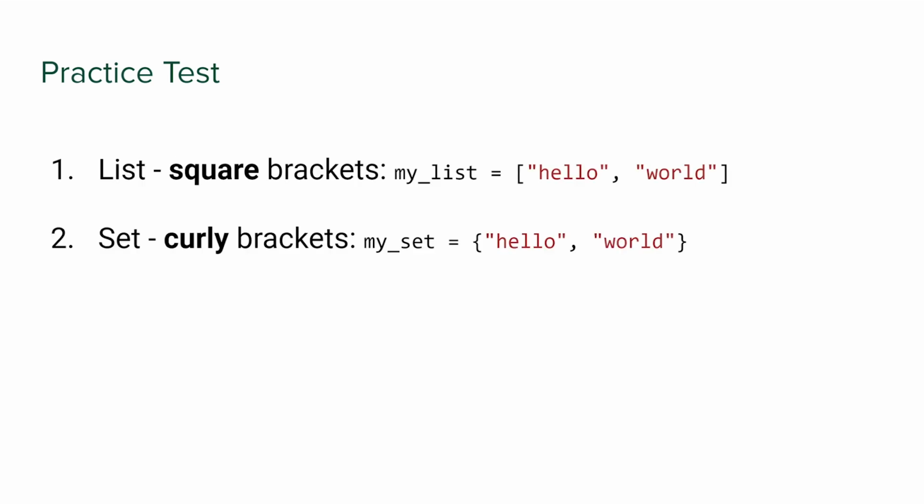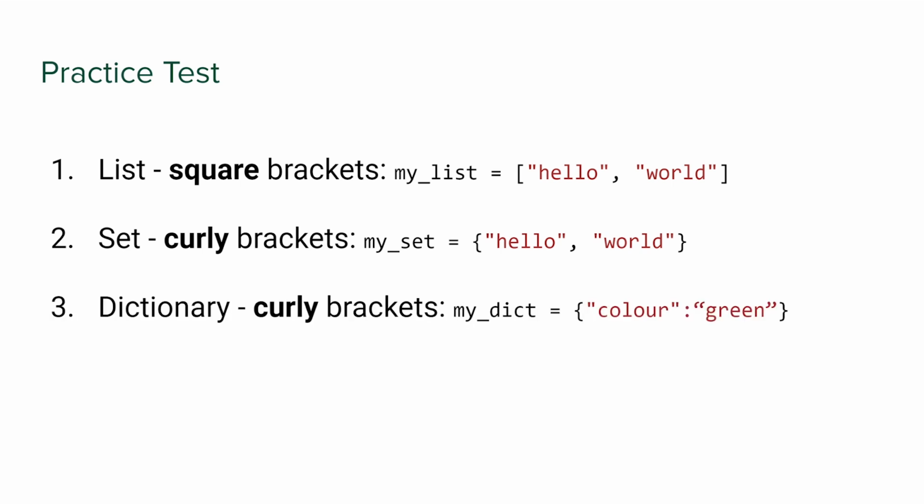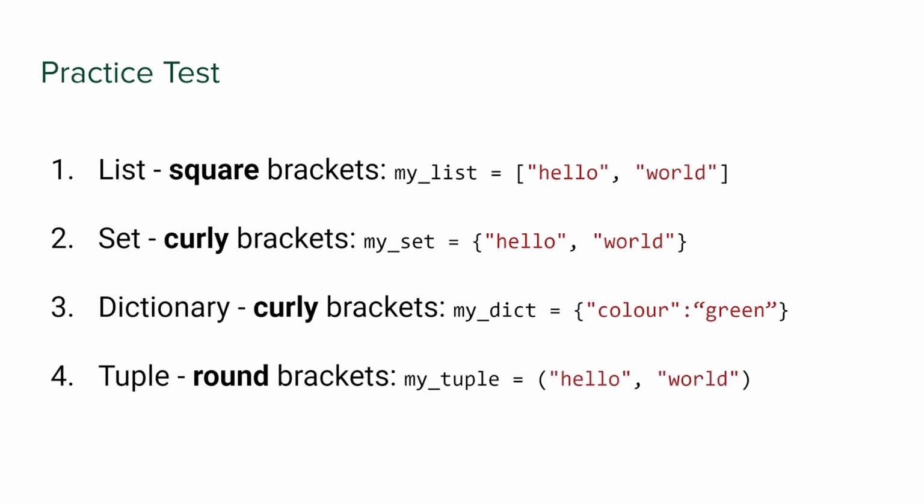So list, square brackets. Set, curly brackets. Dictionary, also curly brackets, but you'll see a very key difference with the colons. Again, we'll get into that. We'll get into how the colon and stuff works in the next lesson. Just keep in mind you use colons and commas to link values in a dictionary versus a set. And as I mentioned earlier, tuple, round brackets, i.e. parentheses.